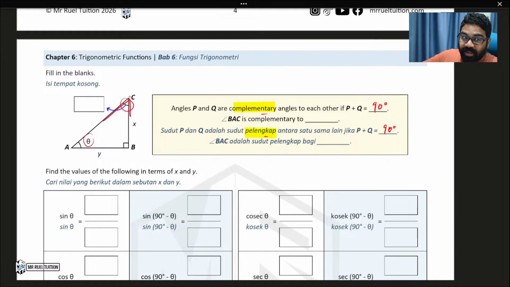So complementary angle. So that means, what is this? Apakah ACB? 90 tolak lah. BAC is complementary. This BAC is complementary to ACB, right? Sudut ACB. Okay. So what is this angle? 90 tolak theta. 90 minus theta lah. Correct or not?